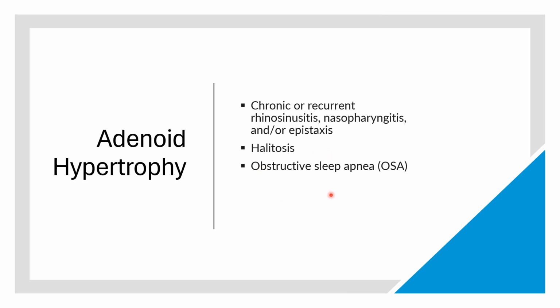Halitosis, obstructive sleep apnea. Most cases of obstructive sleep apnea in children are due to tonsillar or adenoidal hypertrophy and concurrent obesity. Symptoms include snoring, daytime sleepiness, poor concentration, and poor growth.